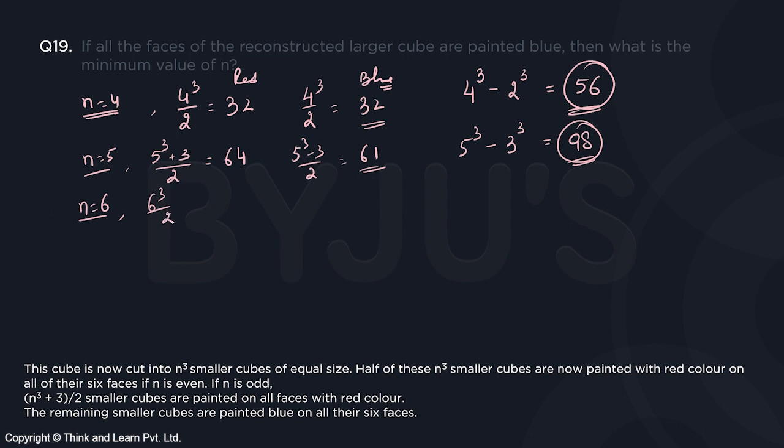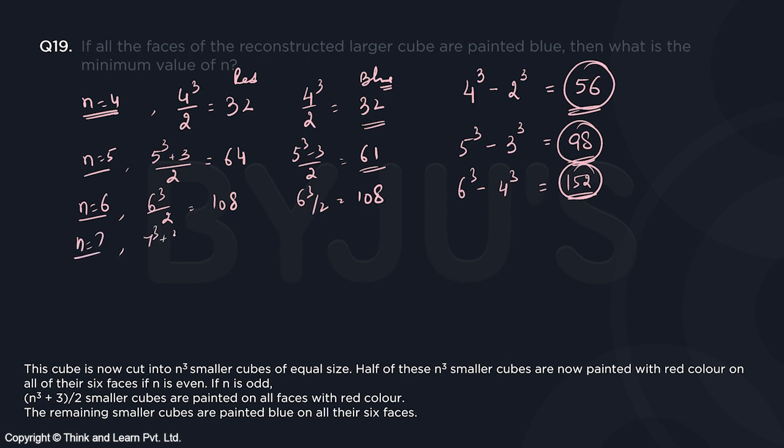6 cube divided by 2 is equal to 108. And once again, I see 6 cube minus 4 cube, that is 216 minus 64. 216 minus 64, I think it will give me some 152. Still, it is coming out to be greater than 108. It is not possible. Let's take n is equal to 7.